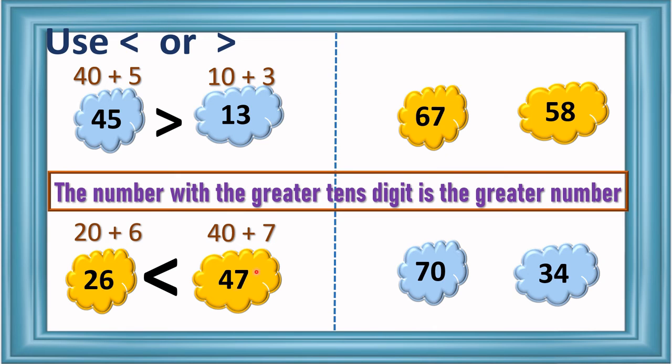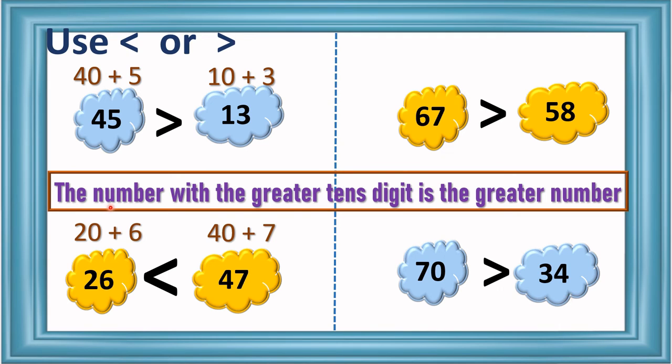Right? Good. Here we will not bifurcate. You have to tell me which symbol we are going to use. 67, 58. Very nice. 6 tens, 5 tens. 67 is greater than 58. Nice. Here 70 and 34. 7 tens, 3 tens. Nice. 70 is greater than 34.